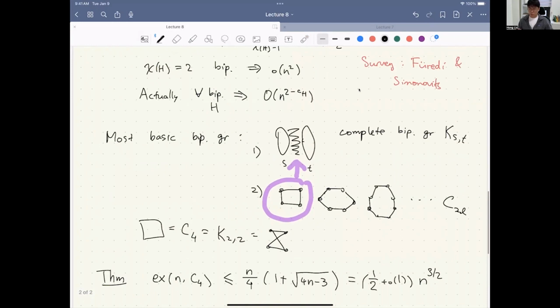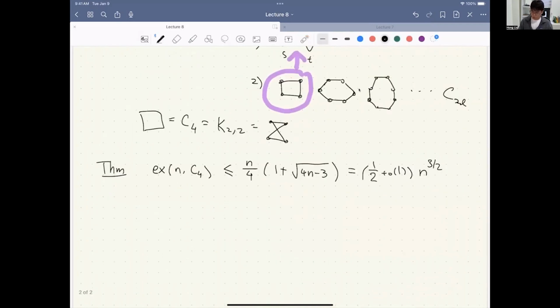This is the first improvement we will see of ESS, from little o of n squared to n to the 3/2. And later, in fact, we will see that this n to the 3/2 is the correct exponent, and also this leading constant 1/2 is asymptotically best possible. So later we will see that in fact we have a construction showing that we have equality.